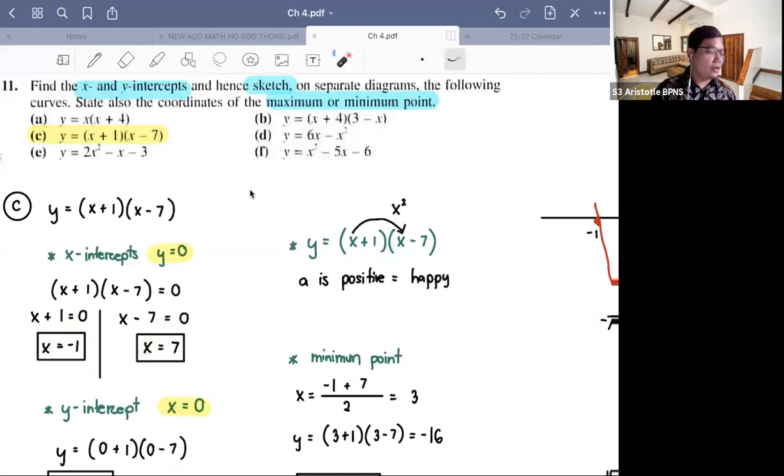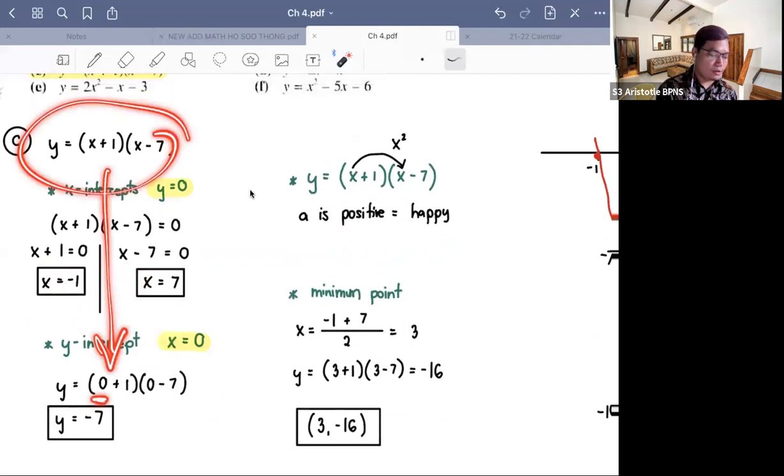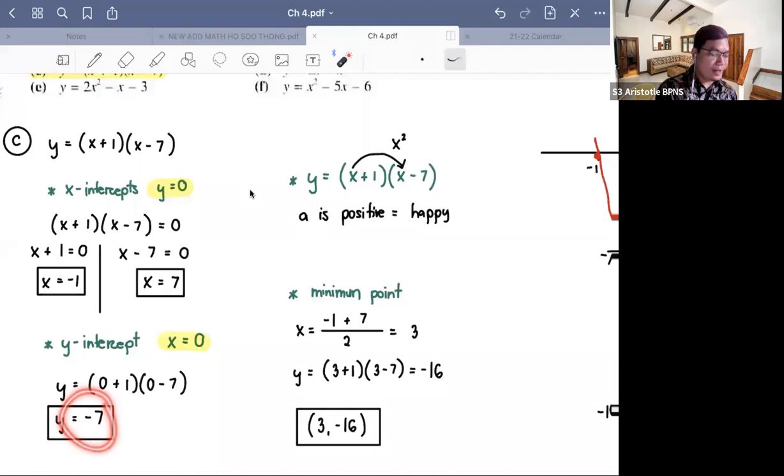Those are your x-intercepts. And then for the y-intercept, again, where x is equal to 0, we just substitute 0 into the equation, so x becomes 0. Therefore, your y-intercept is negative 7. Again, negative 7. This is 1 times negative 7.